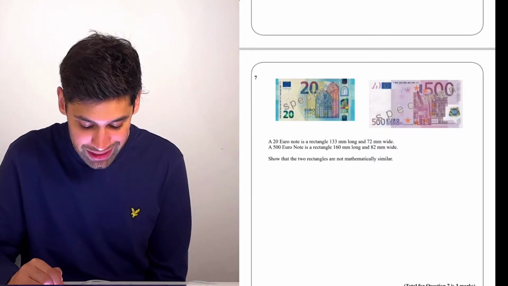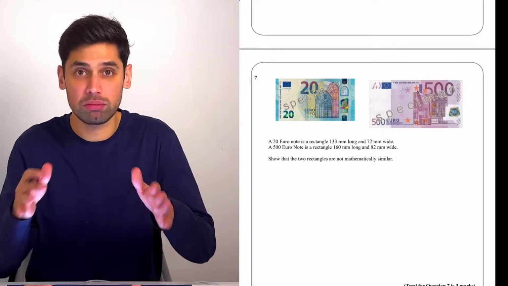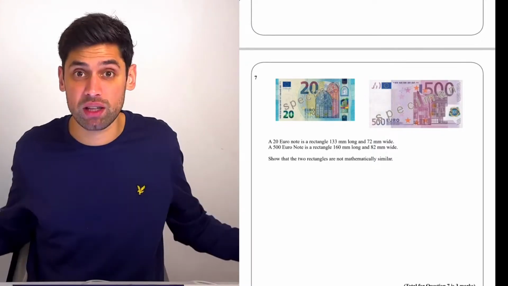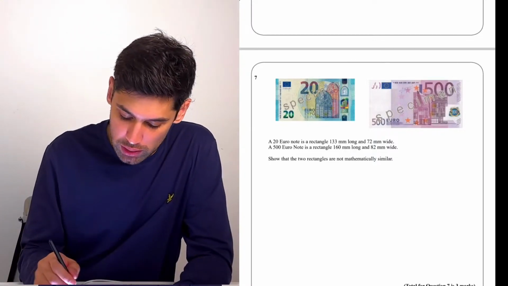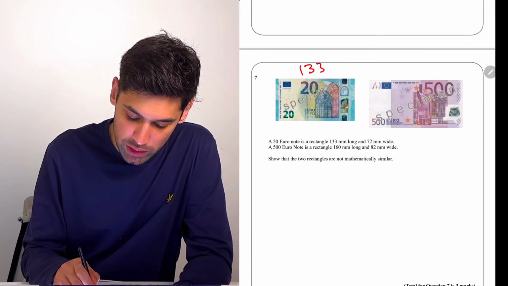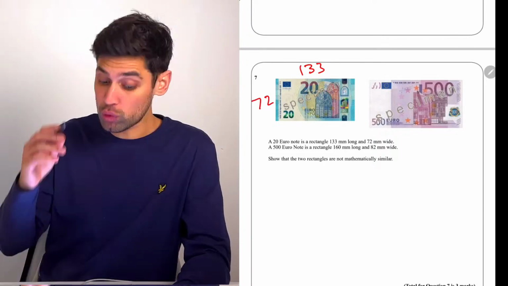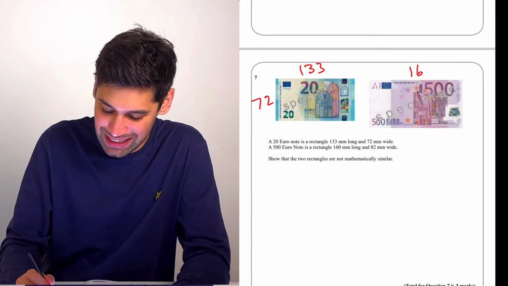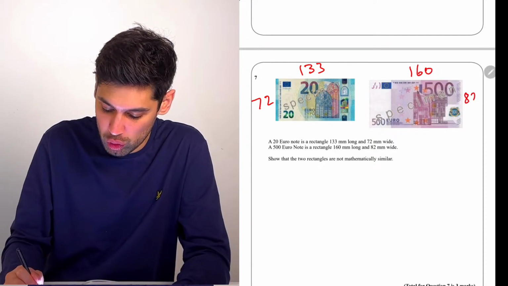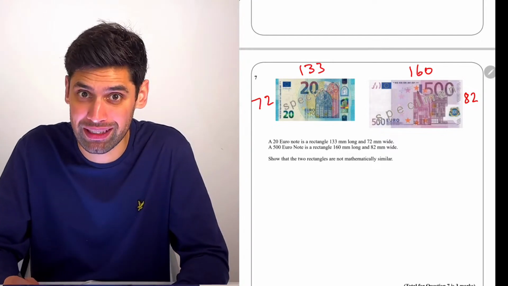A 20 euro note is a rectangle, 133 millimeters long and 72 millimeters wide. Okay, let's put that on the diagram. Just because notating a diagram, it's never done anything bad for us. So 133 here and 72 there. A 500 euro note is a rectangle, 160 millimeters and 82 wide. Show that the two rectangles are not mathematically similar.